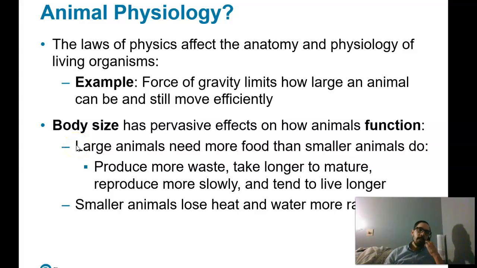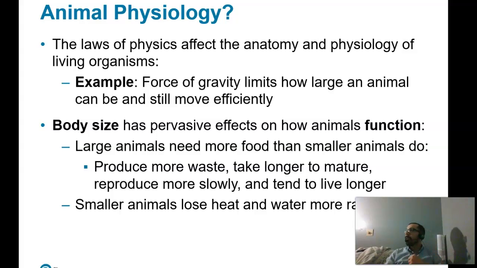So now we're going to move on to how body size affects animal physiology. We're going to look at how the laws of physics can affect the anatomy and physiology of animals. For example, the force of gravity limits how large an animal can be and still move efficiently.